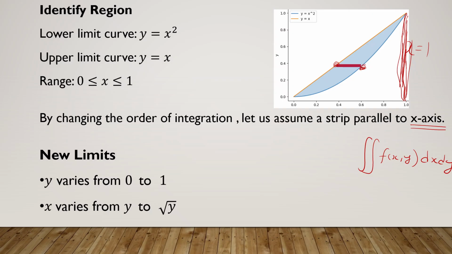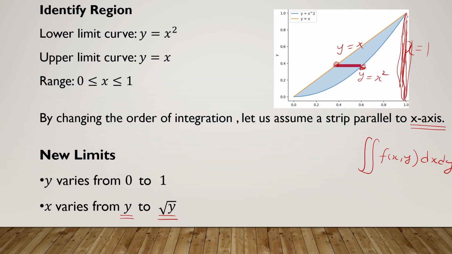So x is equal to y is the lower limit, and the upper limit is the parabola whose equation is y equal to x square. Solve this for x. You will get the limits for x as root y, plus or minus root y. As the region is in the first quadrant, it is x is equal to root y, and it is bounded by the next y limits.